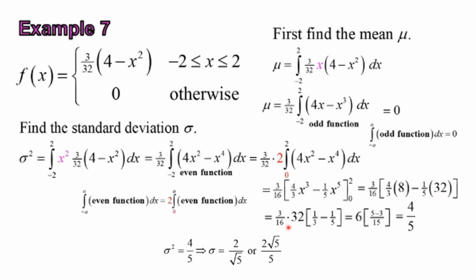So I can factor out the 32, and I'm left with this, and that is 1/3 minus 1/5. And so this is going to be 6 times 2 over 15, which is 4 over 5. Now don't forget that what we were calculating here was sigma squared, so we need to take the square root of sigma squared. So sigma squared was 4 over 5. That means that sigma is equal to the principal square root. So that's going to be 2 over the square root of 5.